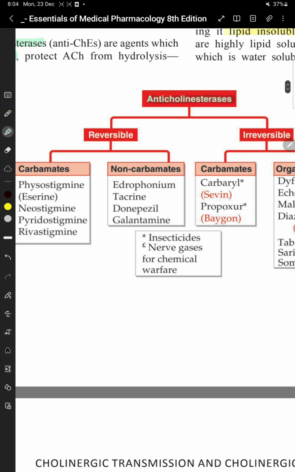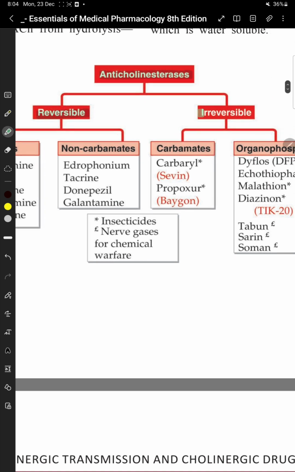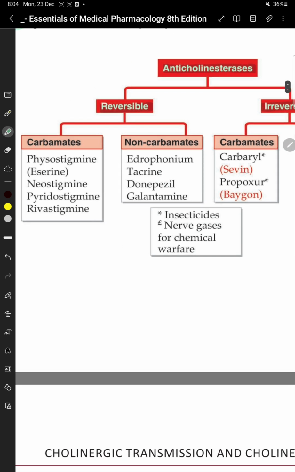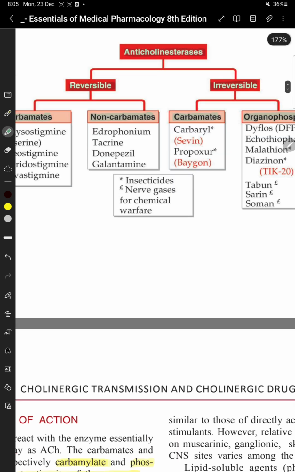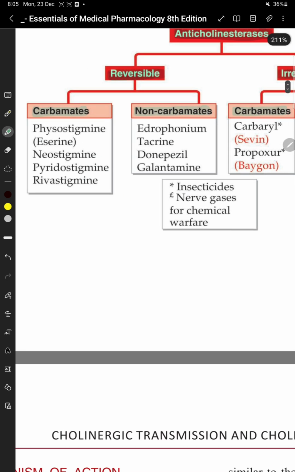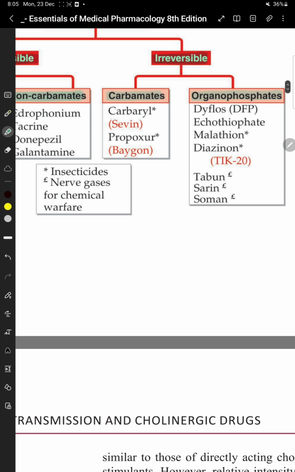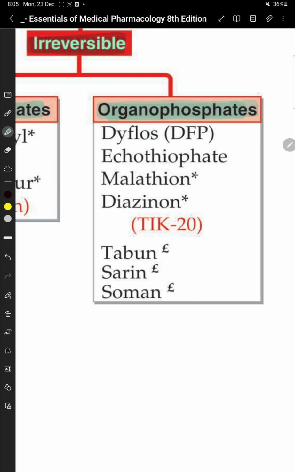Anticholinesterases are of two types, reversible and irreversible. In reversible we have carbamates and non-carbamates. In irreversible we have carbamates and organophosphates. Okay, so anticholinesterase can be either reversible or irreversible. Organophosphate poisoning is seen in farmers, and these organophosphates include DFP or diflos, ecothiopate, malathion, diazinon.